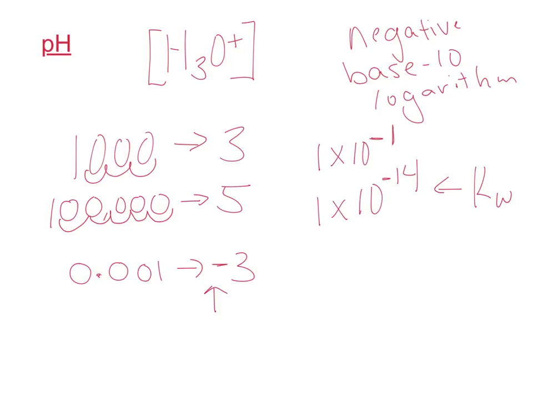So if we're applying a negative base 10 logarithm to each of these values, for 1 times 10 to the minus 1, that gives you the negative log of 1 times 10 to the minus 1. The negative log here is actually just 1. And then for this one, the negative log of 1 times 10 to the minus 14 is 14. So it's a very easy way for us to report the concentration of our hydronium ion by applying the logarithm.